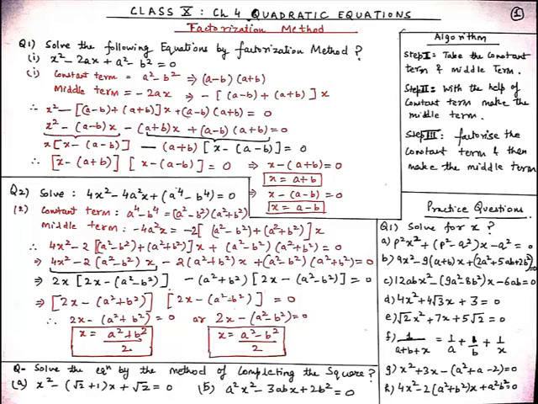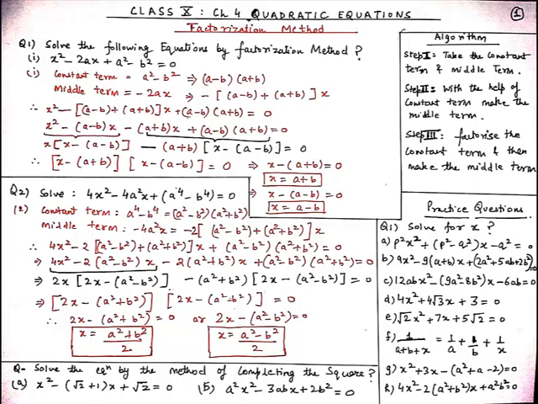Today we will learn a new method to find the roots of a quadratic equation, known as the factorization method. As you can see, I have written the algorithm to find the roots of a quadratic equation. So let's say in our first question, which is: solve the following equation by factorization method. The first part is x square minus 2ax plus a square minus b square equal to 0.